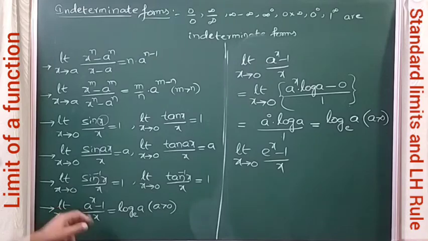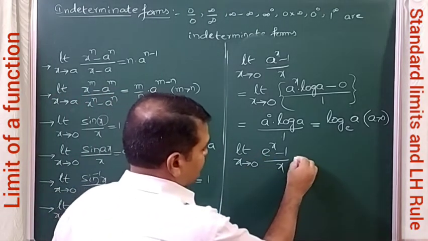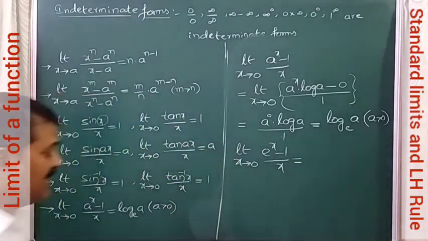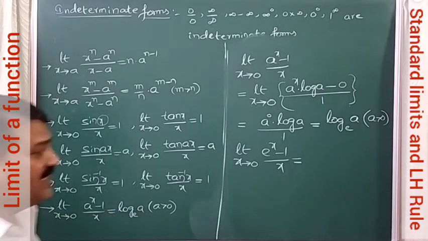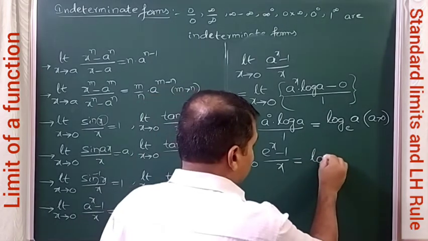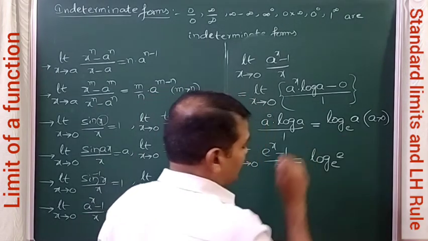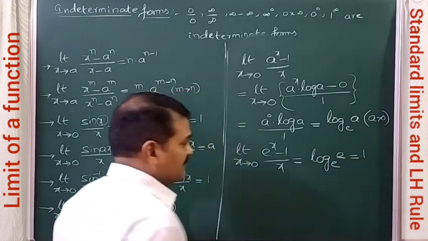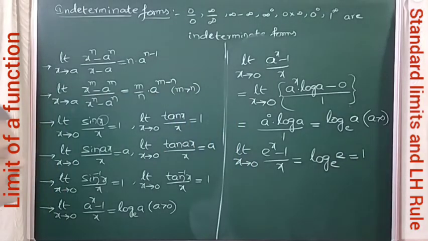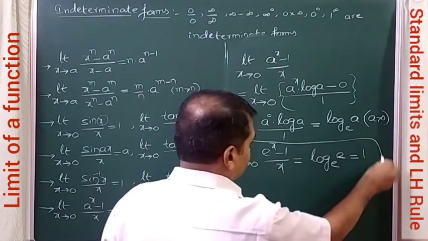In place of a power x, I am writing e power x. Just use this formula. In place of a, you have e. Using this formula, what you will get? Replace e in place of a. Log e to the base e. The result is 1. So this is another standard result.